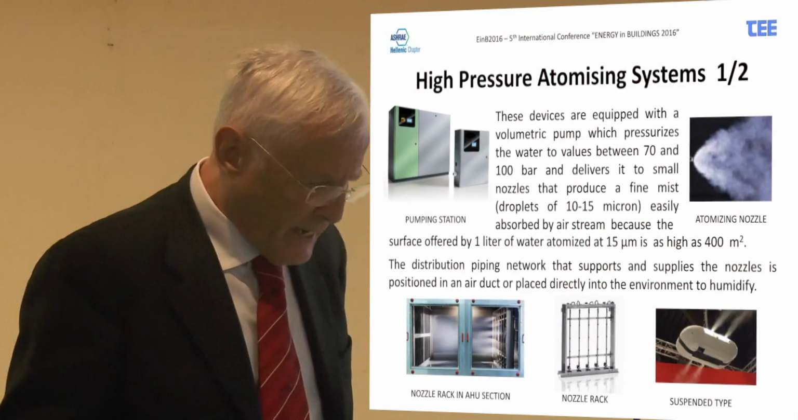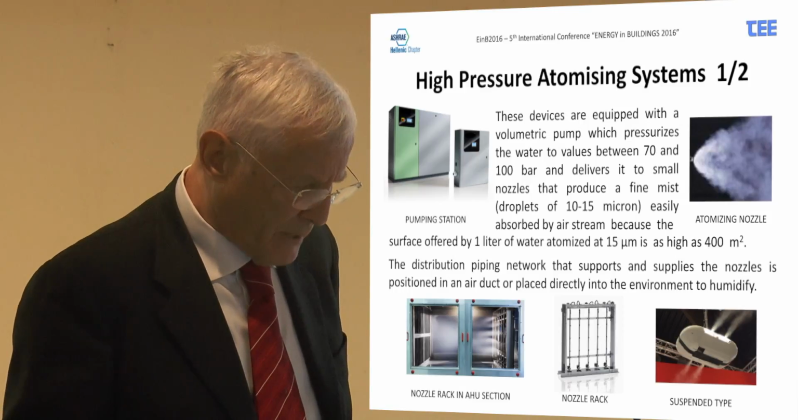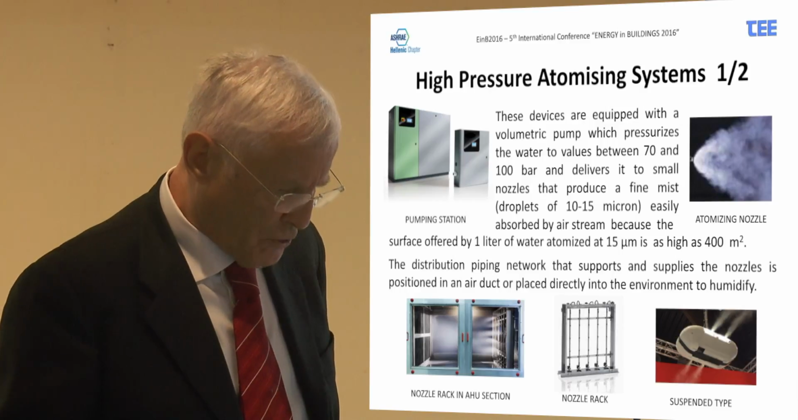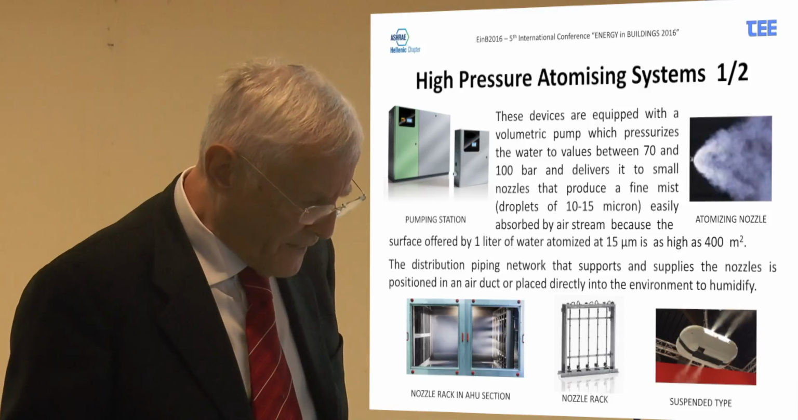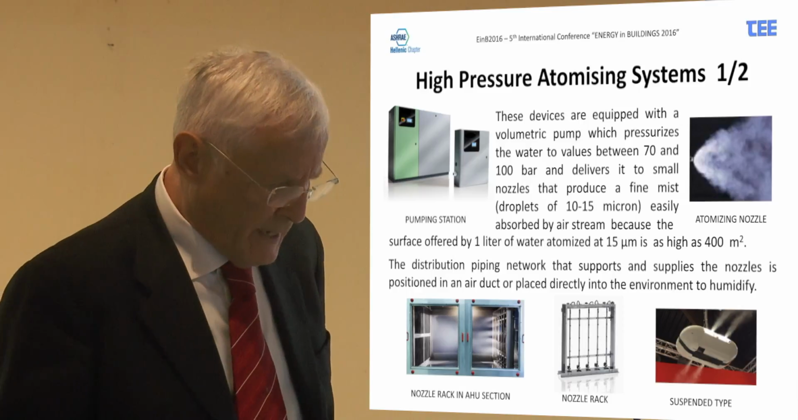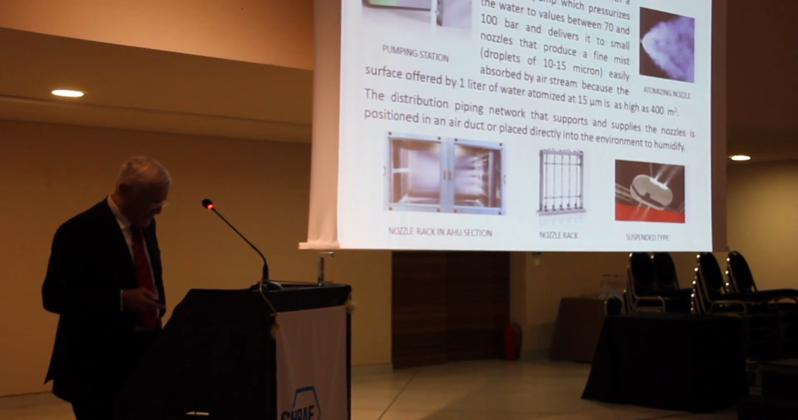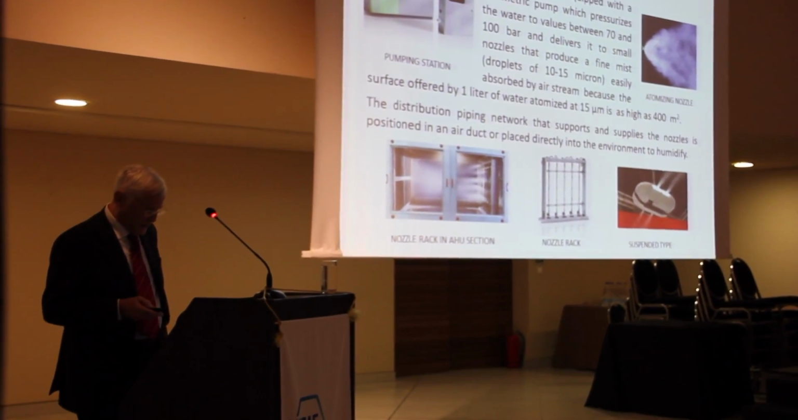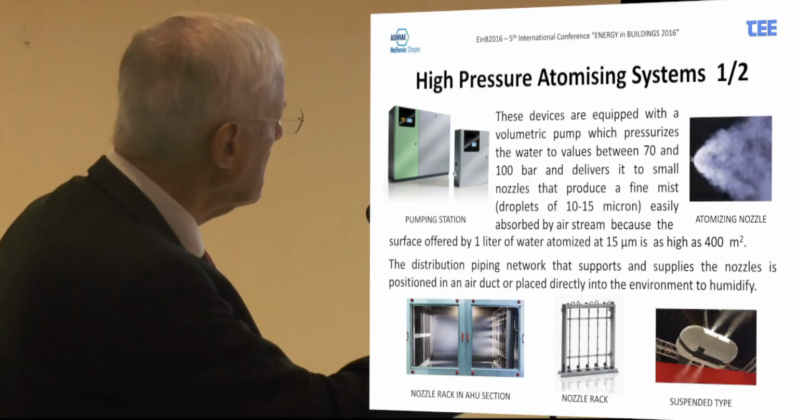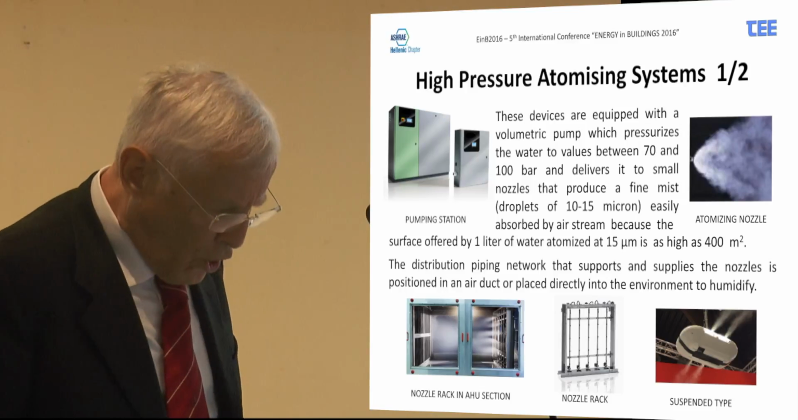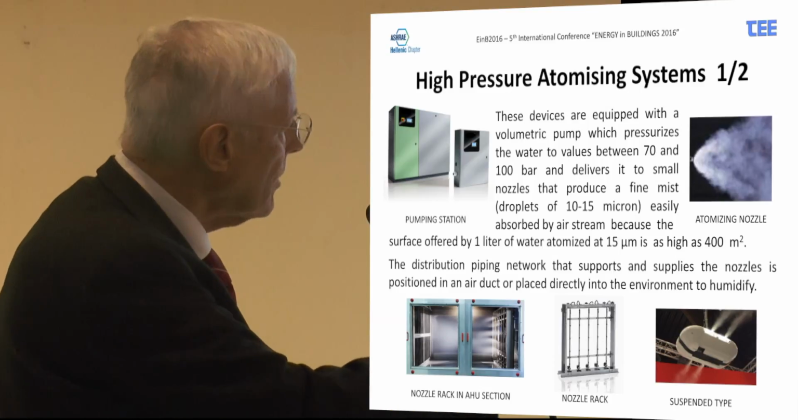High-pressure atomizing systems are equipped with a volumetric pump which pressurizes the water to values between 70 and 100 bars and delivers it to small nozzles that produce a fine mist, easily absorbed by the airstream, because the surface offered by 1 liter of water atomized at 15 microns is as high as 400 square meters. The distribution piping network that supports and supplies the nozzles is positioned in an air duct, like in this case, or placed directly into the environment to humidify, like that, on the ceiling.